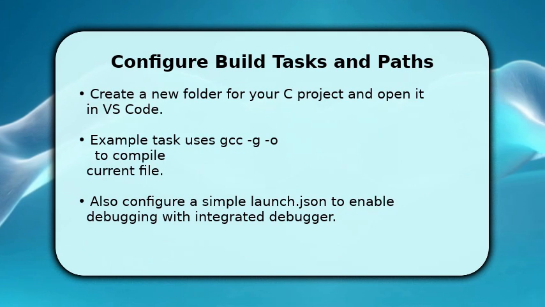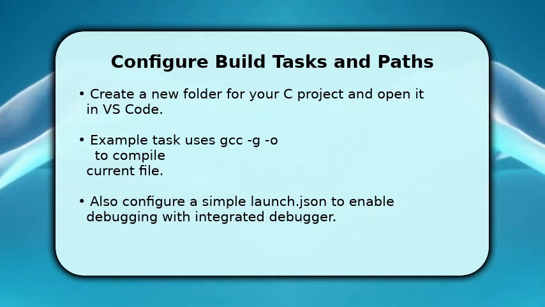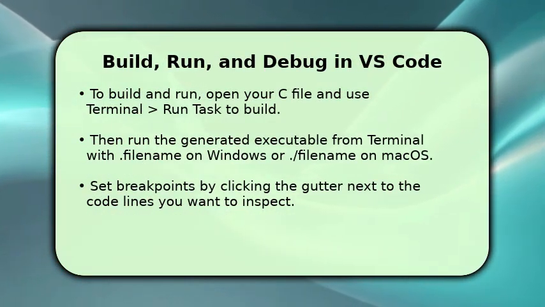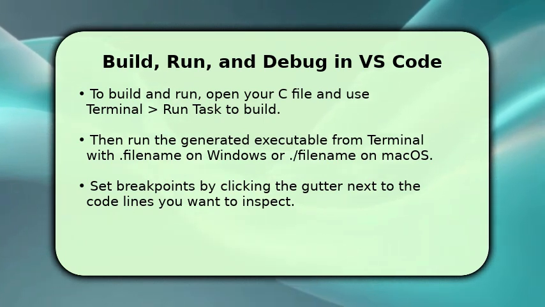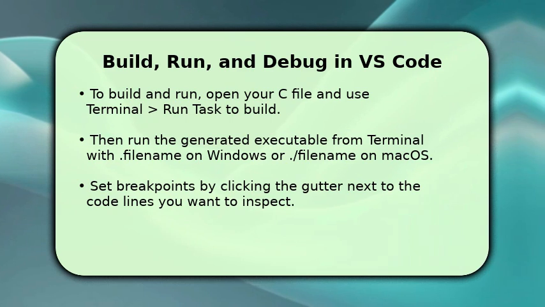Also configure a simple launch.json to enable debugging with the integrated debugger. To build and run, open your C file and use Terminal, Run Task to build. Then run the generated executable from the terminal with .\filename on Windows or ./filename on macOS.